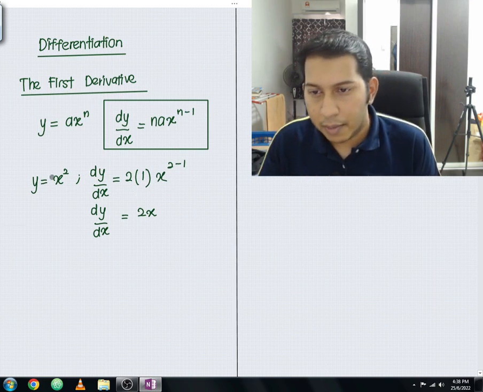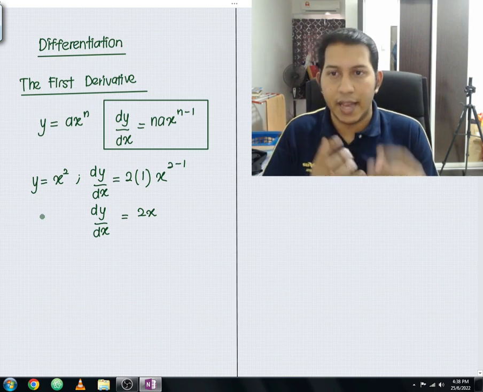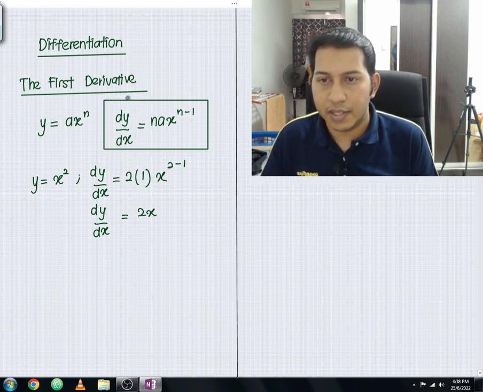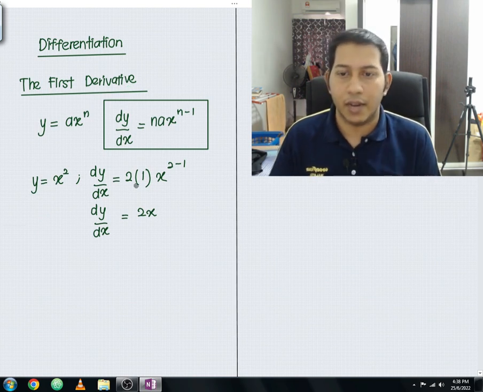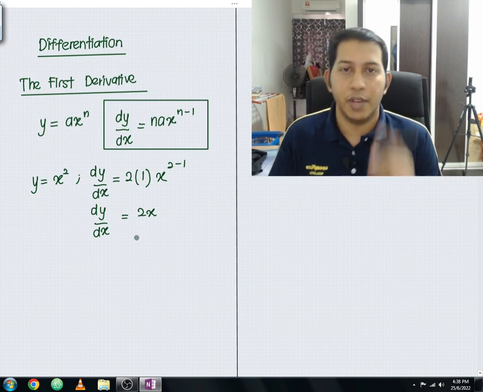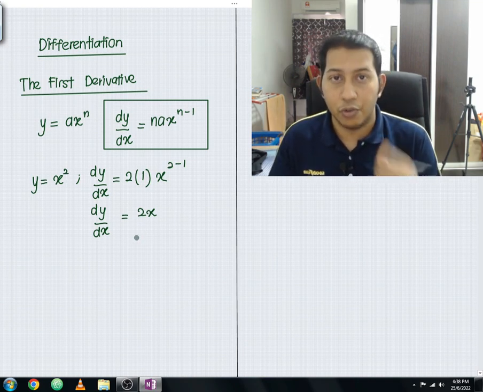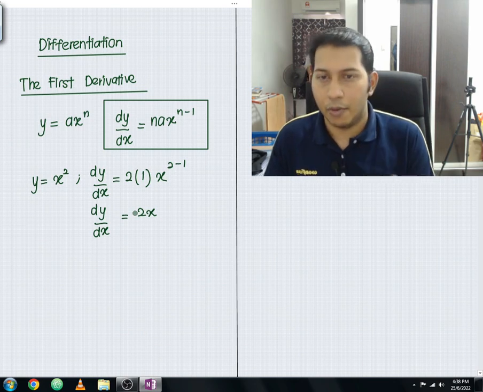But if you notice, as you move along, once you understand the first derivative, I mean the technique of differentiation very well, this one actually you don't need to write. The technique of differentiation you can just do in one step. That's how you should be able to perform, guys. Don't worry, we will take a look at more examples.